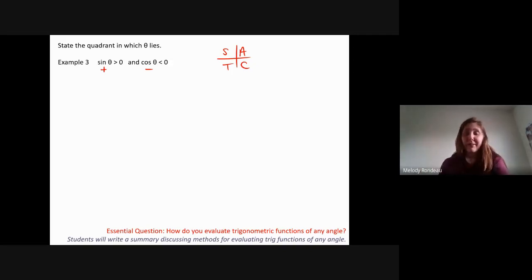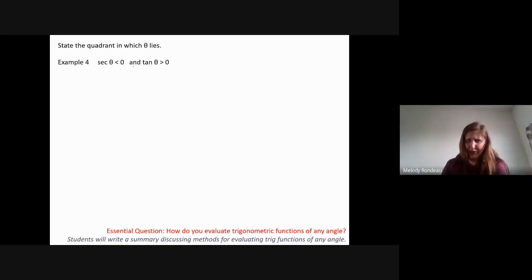Okay, so we have All Students Take Calculus representing where trig functions are positive. I need a quadrant where sine is positive, but cosine will be negative. So right off the bat, I'm going to check all. Are all my trig functions positive? No, because cosine has to be negative. Then I can narrow it down: I need sine to be positive and cosine negative. The only place where sine is positive besides quadrant 1 is in quadrant 2, and cosine will in fact be negative. So there's our quadrant 2. All right, on to the next one.